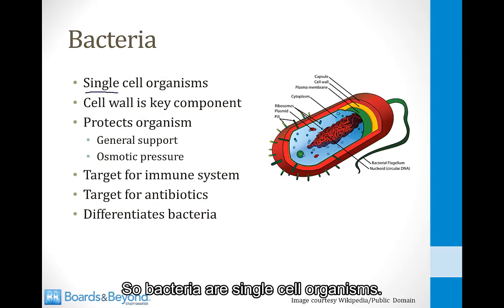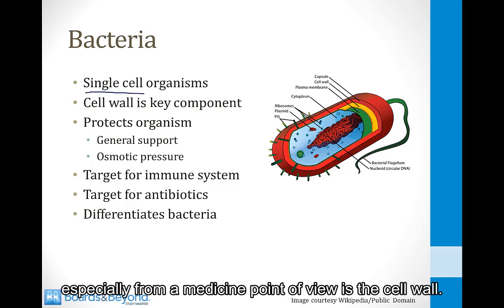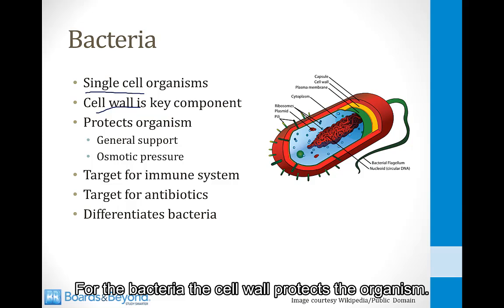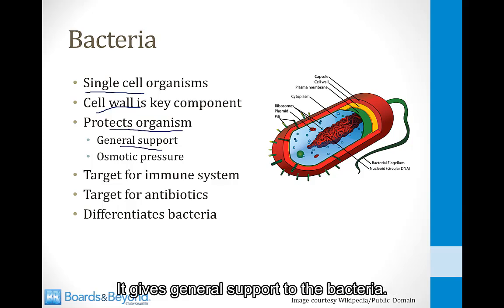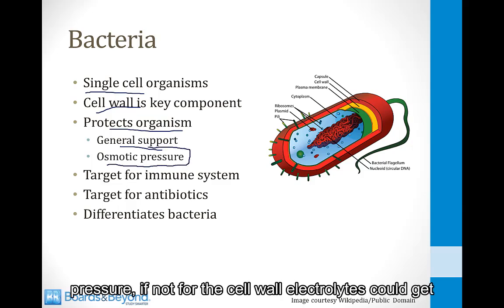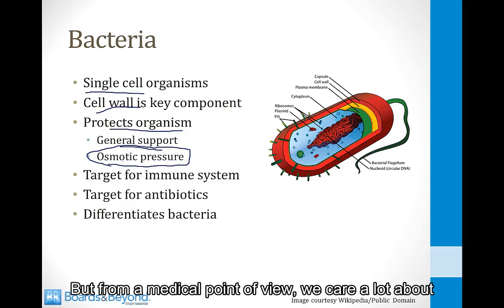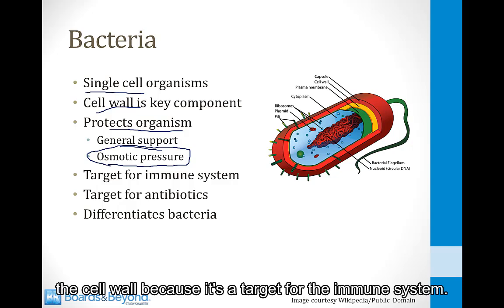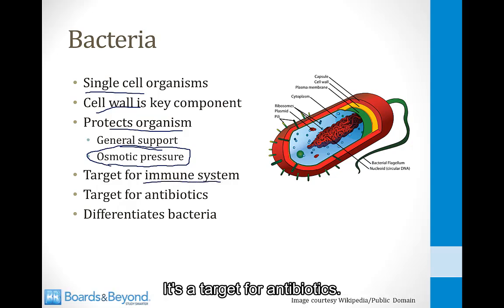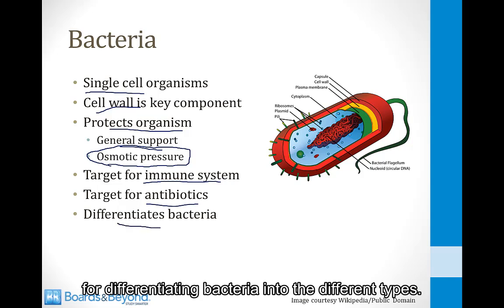So bacteria are single-cell organisms, and one of the most important portions of the cell, especially from a medicine point of view, is the cell wall. For the bacteria, the cell wall protects the organism. It gives general support to the bacteria. It also, very importantly, provides protection from osmotic pressure. If not for the cell wall, electrolytes could get inside and swell the cell. But from a medical point of view, we care a lot about the cell wall because it's a target for the immune system, it's a target for antibiotics, and the cell wall is one of the most important parts for differentiating bacteria into the different types.